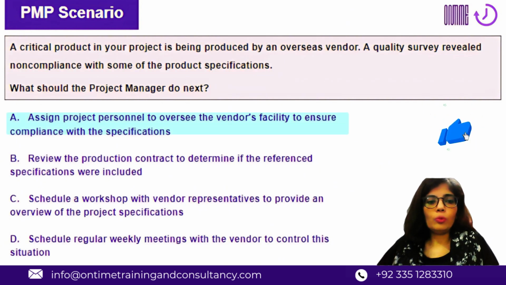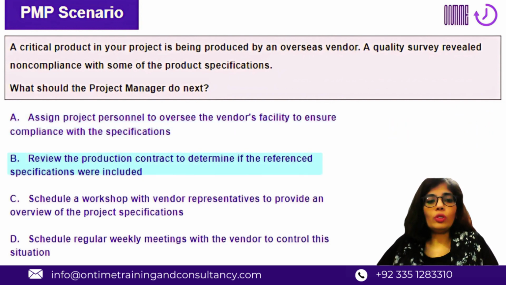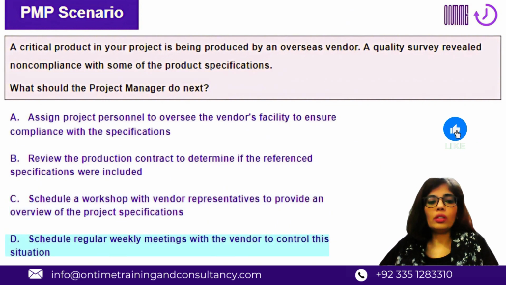Option A, assign project personnel to oversee the vendor's facility to ensure compliance with the specifications. Option B, review the production contract to determine if the reference specifications were included. Option C, schedule a workshop with vendor representatives to provide an overview of the project specifications. And option D, schedule regular weekly meetings with the vendor to control this situation.